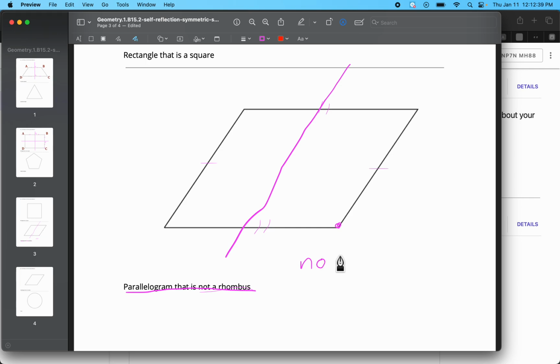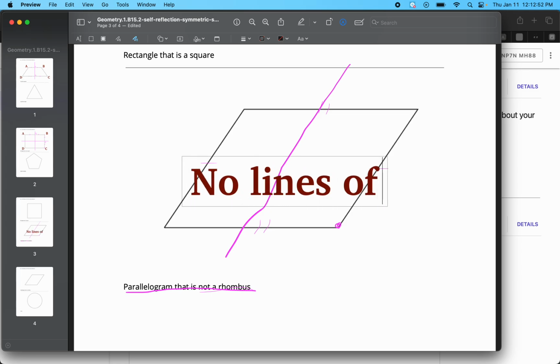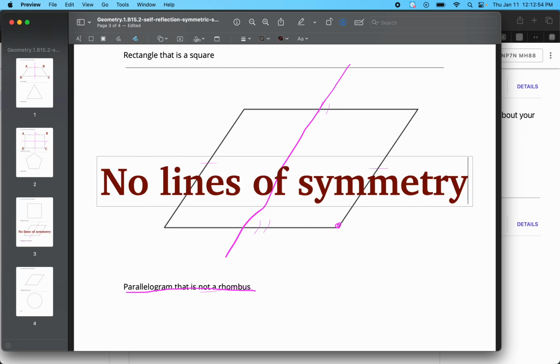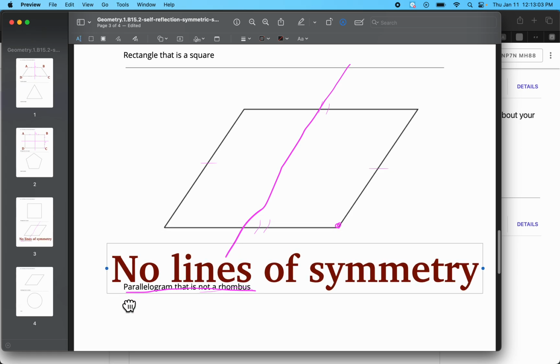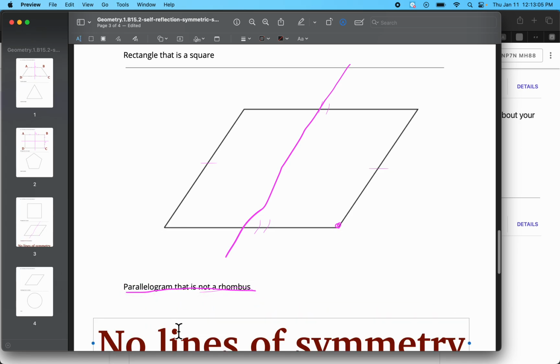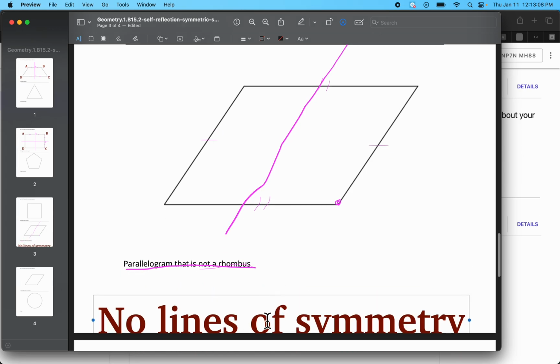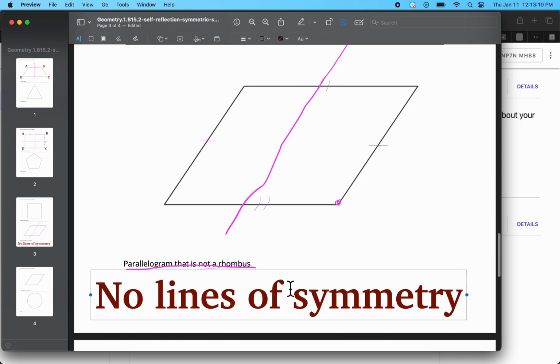Oops. Let me go back one. There we go. So one of the things that I want to talk about: this has no lines of symmetry. All right. So when we're talking about symmetry, let me get back to my selection thing. There we go. There are no lines of symmetry on this shape.